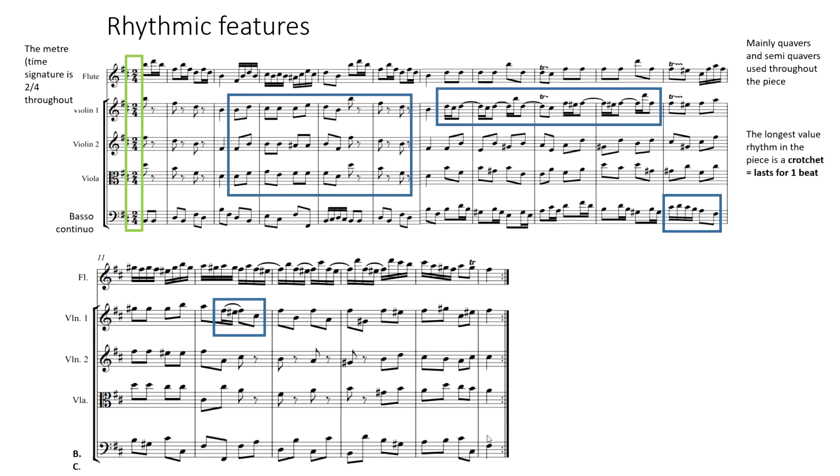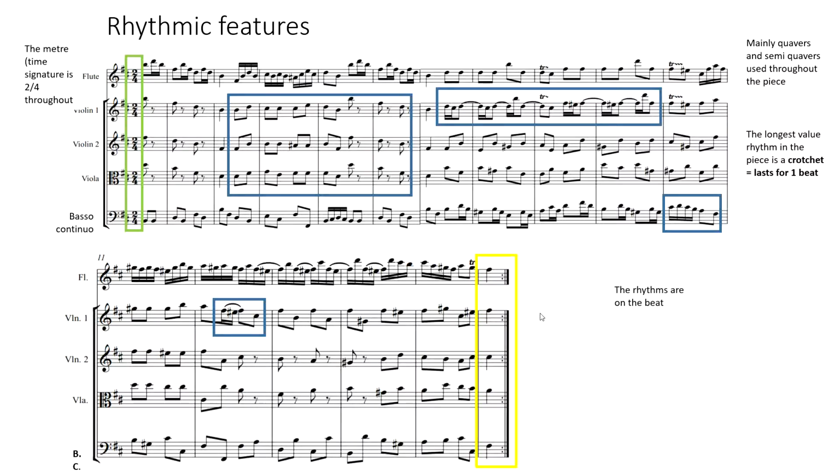One of the most interesting things to notice is the longest value rhythm in the piece is a crotchet. So a crotchet lasts for 1 beat. Again, I've highlighted one particular area where there is a crotchet, but there are other areas as well, you may notice. Again, that's something that's really interesting, that actually a crotchet, in reality, is only 1 beat. But in the context of Badinerie, it is the longest rhythm that we have.